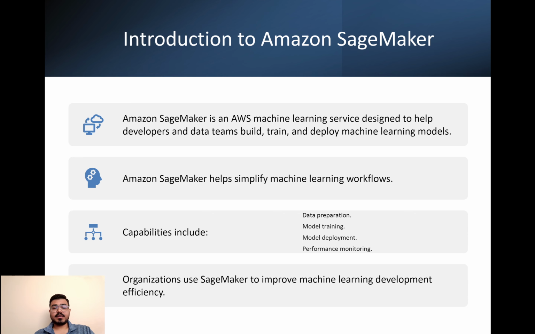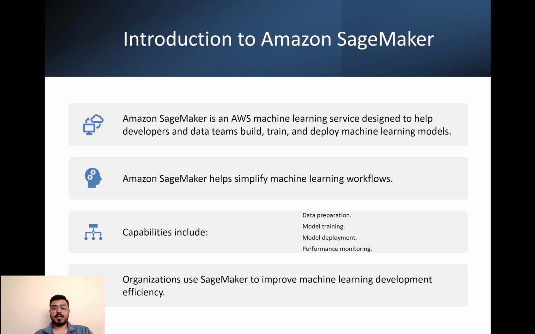So now let's discuss Amazon SageMaker. Amazon SageMaker is an AWS machine learning service designed to help developers and data teams build, train, and deploy machine learning models. Machine learning projects often require multiple steps and infrastructure resources. SageMaker helps simplify these processes.